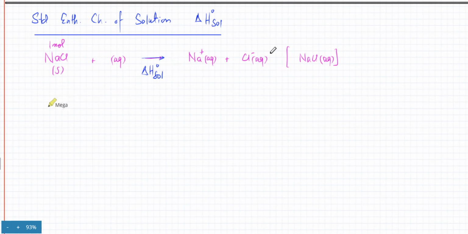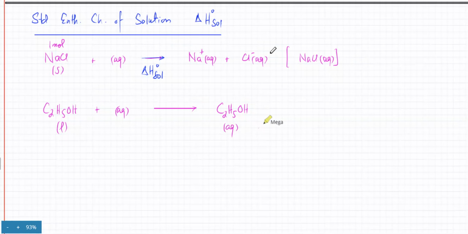You could have ethanol, for example, C2H5OH, that might be dissolving and might dissolve to form aqueous. Originally it's a liquid, so you mix it in water and it turns aqueous. So that would become C2H5OH aqueous, right? So as long as 1 mole of a substance is mixed in water and it completely dissolves, that's enthalpy of solution.